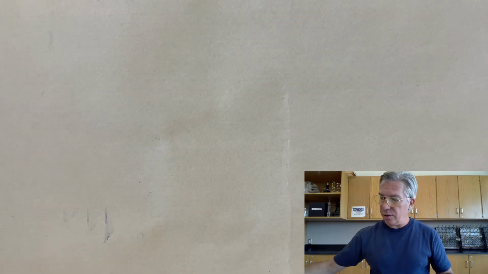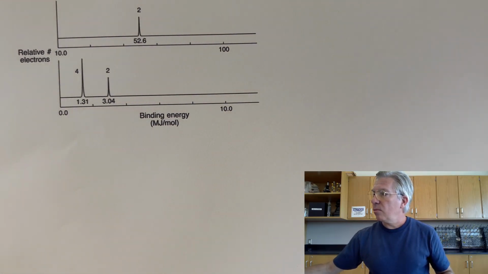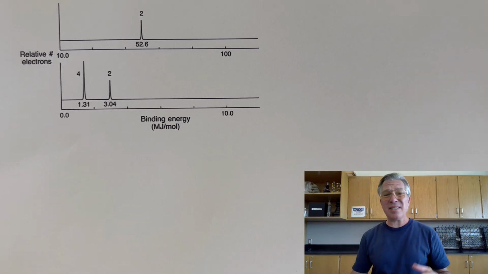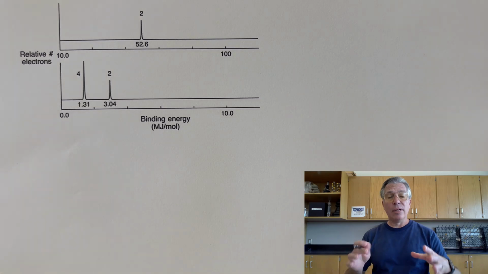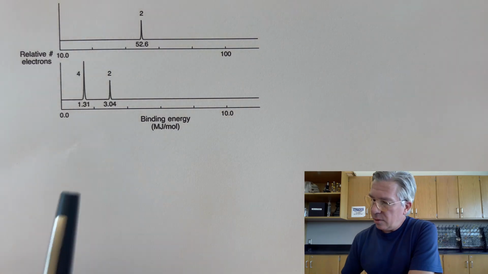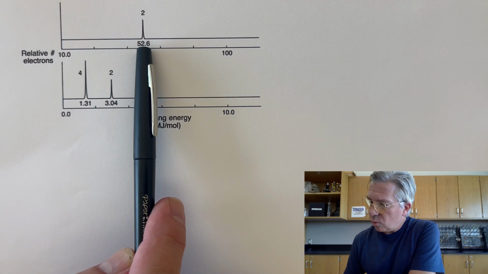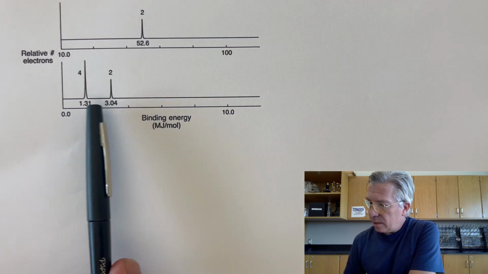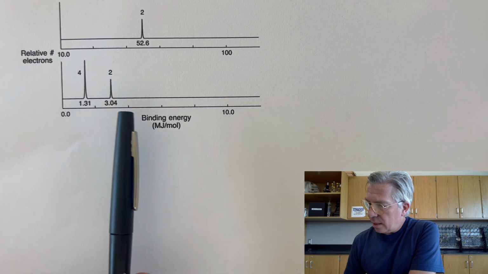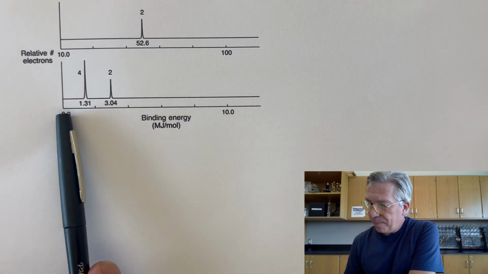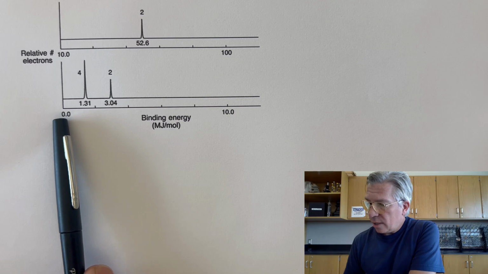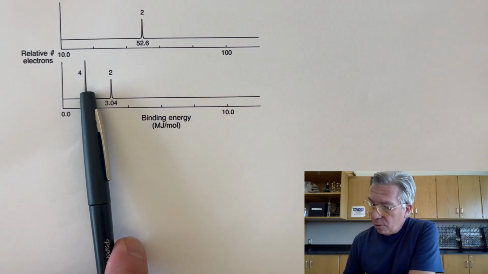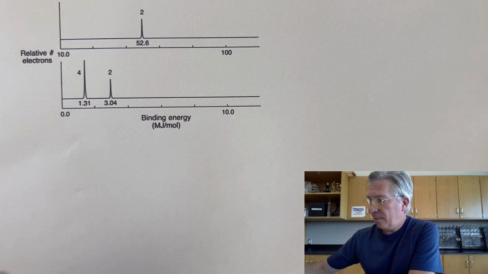Now, I also wanted to show you this one, which at first looks like two different graphs. But sometimes, because of the logarithmic scale, they'll separate them. You'll see way up here at 52.6 there's one peak representing 2, and then a second peak here and a second peak there. Notice that the lower numbers down here are at the left, so we're building toward the left. 1s2, 2s2, 2p4, so that would be oxygen in that situation.